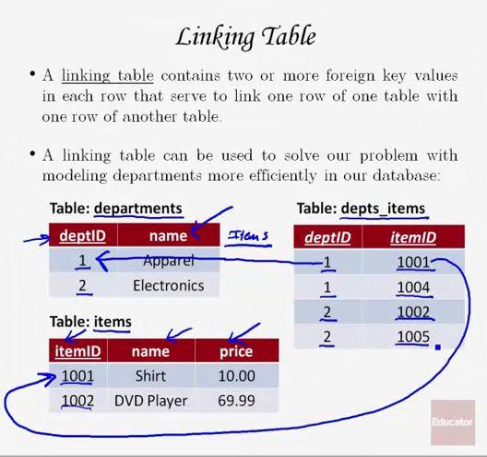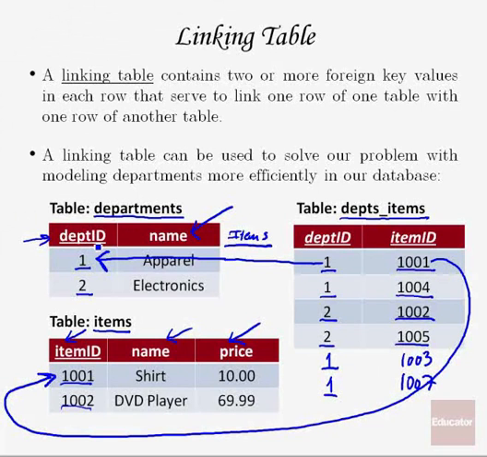Now what this allows us to do is add as many items to a department as we want. So we could have department 1 have 4 different items in it, whereas department 2 only has 2 items in it. That's going to keep us from having to restructure this department table by maybe adding a new column every time we want to increase the capacity of the number of items.